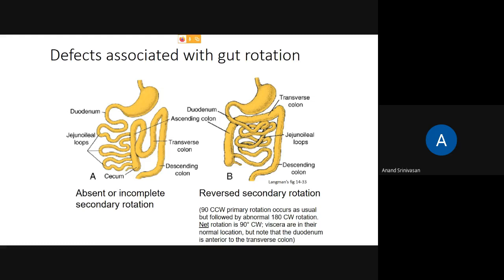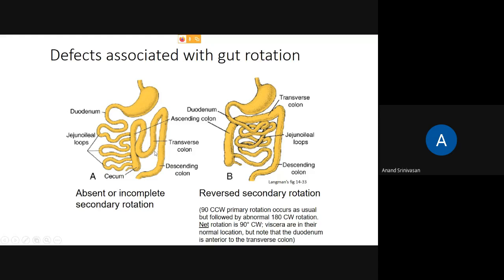All right. Also, other malformations with regard to rotation of the midgut. Now, in this picture, what can you observe? You can observe the stomach, duodenum, jejunum, all located on the right side. All the small intestine is located on the right side, and all the large intestine is located on the left side.